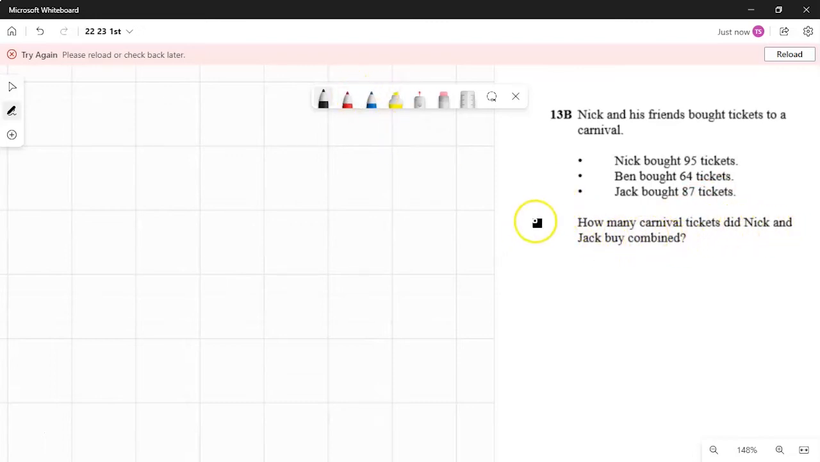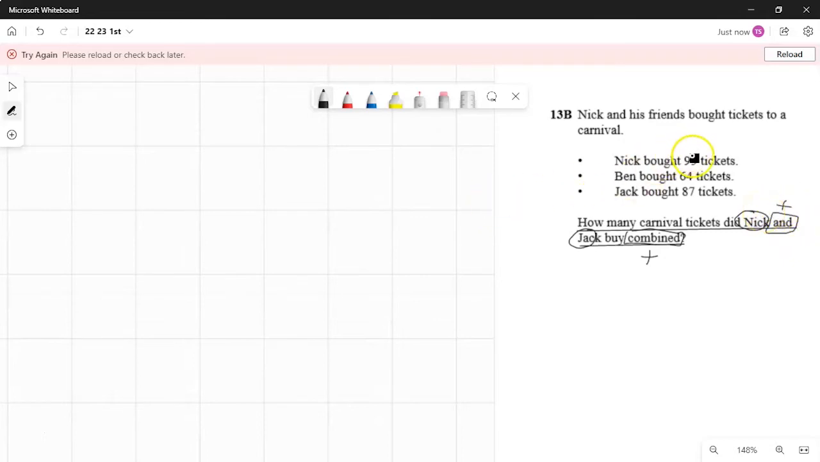So I'm going to underline that question, make sure I understand what it's saying. It says, how many more carnival tickets did Nick and Jack buy combined? So I'm going to find out the information that's important there. Information about Nick is important. Information about Jack is important. And I see the word combine right here. A lot of times that word combine means to add. A lot of times when I see the word and in there, it's going to be an adding type situation. So I believe this is going to be adding.